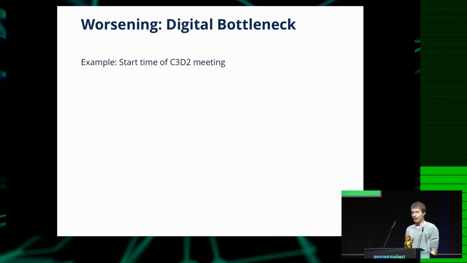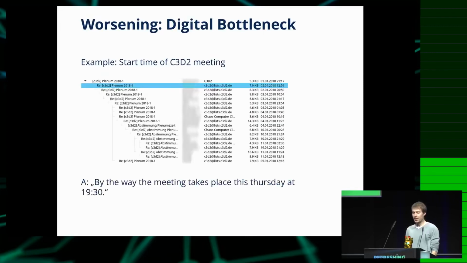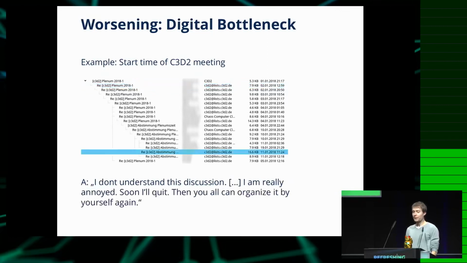At my local hackspace, there's a mailing list, and about a year ago, they started a discussion of when to start the regular meeting. And in the second email, there was a proposal to start at 7:30 p.m. And 15 emails later, the same person stated that: I don't understand the whole discussion. I'm really annoyed. Soon I will quit, and then you can all organize it by yourself again.